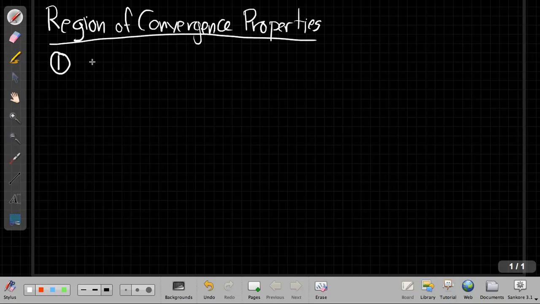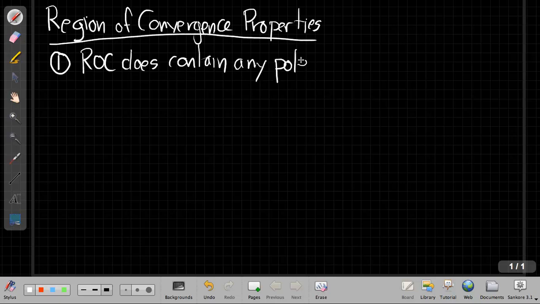The first one is that the ROC does not contain any poles. That makes sense because we've seen a pole is defined as a value of z where the z-transform goes to infinity. If the z-transform is going to infinity, it's not converging there, so it can't be in the region of convergence because it isn't convergent at that z. Sort of comes from the name.